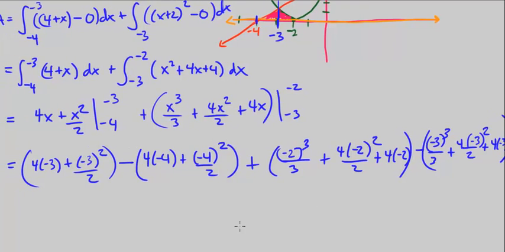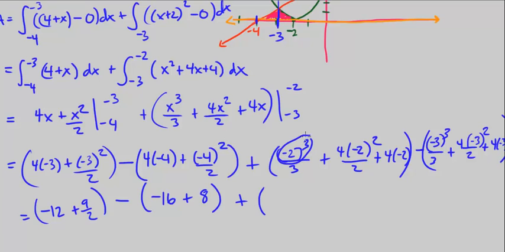Okay? Now we just simplify. 4 times negative 3 is negative 12. 3 squared is 9, so plus 9 over 2, right? Minus 4 times negative 4 is negative 16. Plus negative 4 squared is 16 over 2 is 8. Plus negative 2 cubed is negative 8 over 3. Plus negative 2 squared is positive 4 times 4 is 16 over 2 is 8. Plus negative 8, right? 4 times negative 2.